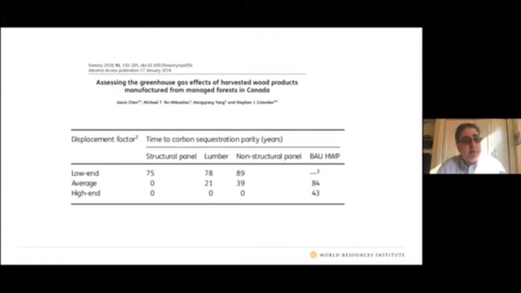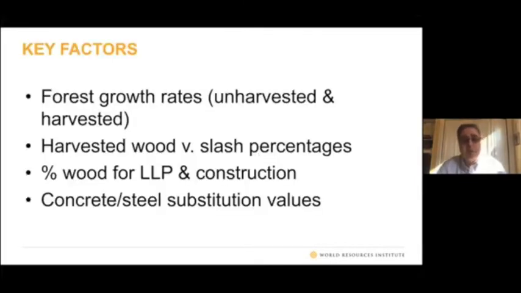So I do think that it's correct to count the changes in carbon in the forest because of the timing issue. But I do think that these key issues are important in terms of determining where we can actually get net gains. So I'll leave it at that.